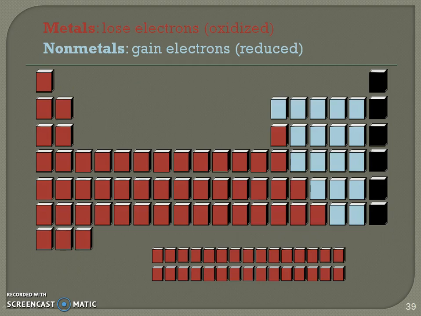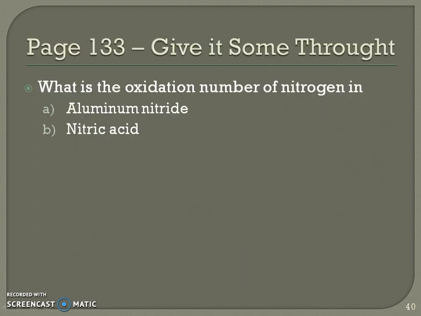Another way to think of it is most of the time, your metals are going to lose electrons, being oxidized, and most of the time your nonmetals are going to be gaining electrons, so they're going to be reduced. Now, you will see, however, there are some equations where it's all going to be nonmetals, so then you've got to figure out which nonmetal is being oxidized and which nonmetal is being reduced. So just play it safe and label all oxidation numbers.